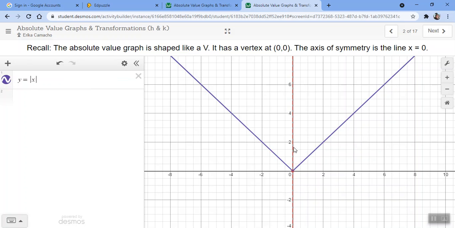This red line right here is the axis of symmetry. If I were to put in the axis of symmetry, that's where x equals 0. And you can see it drew a vertical line that cuts my absolute value function symmetrically in half.